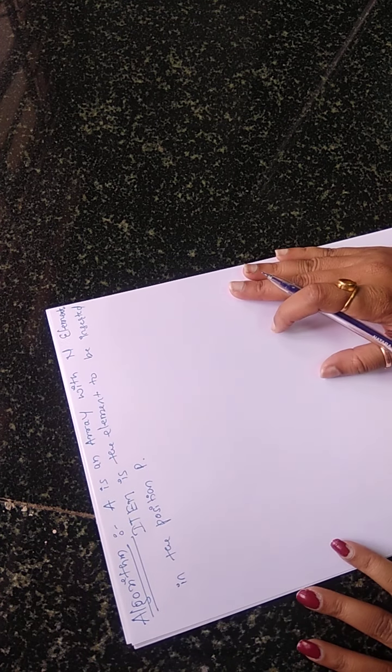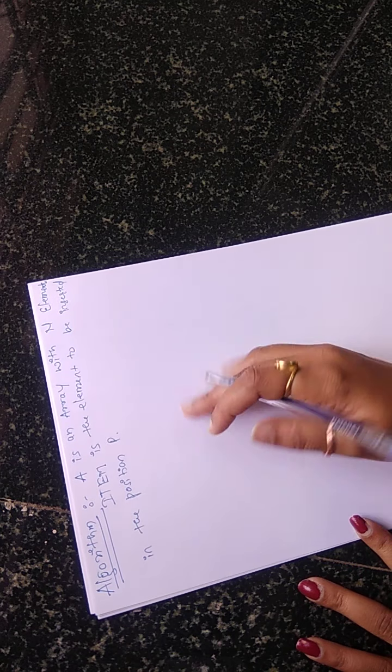N is the number of elements. Item stores the new element which you want to add into your array, and P is the position where you want to add that item. Done? So these are all the variables we are using. Now I'll write your algorithm. Note it down. First I'll write the algorithm, then I'll explain it.